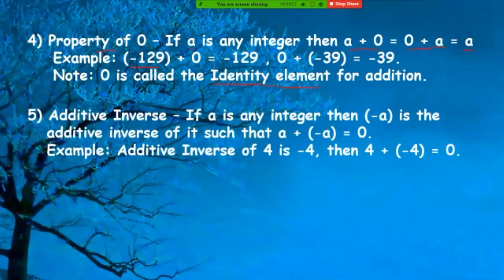Why is this so? Because 0 does not change the identity of a number when it is added to it. So it is the identity element. The next is the additive inverse property.